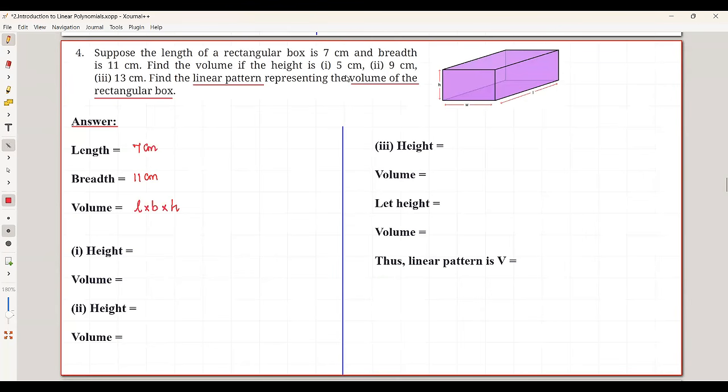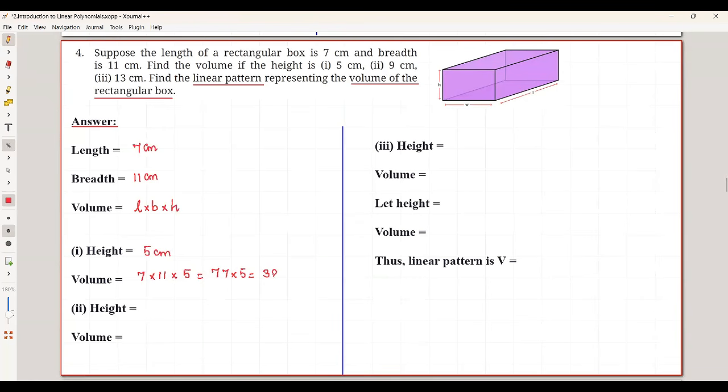The height is 5 centimeter. If it's 5 centimeter, we have to find out the volume. Volume is L into B into H: 7 into 11 into 5. 7 11s are 77, so 77 into 5 is equal to 385.